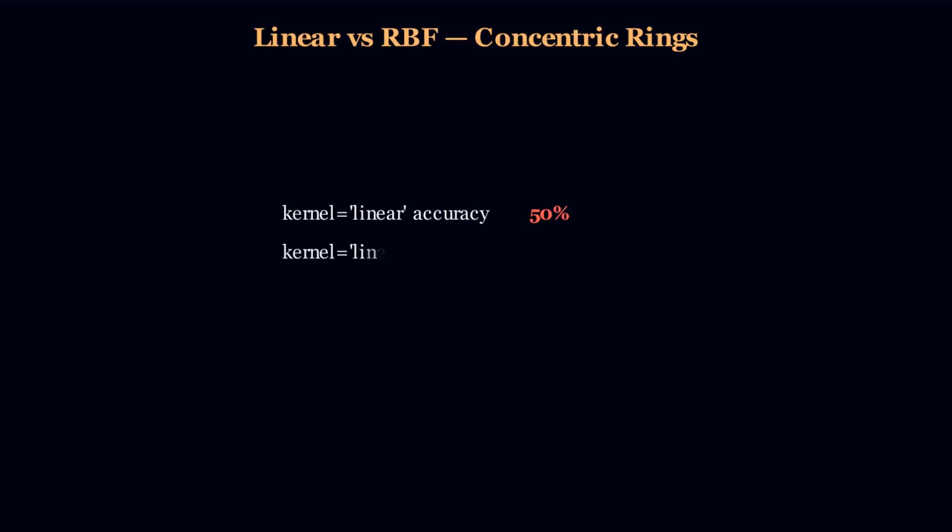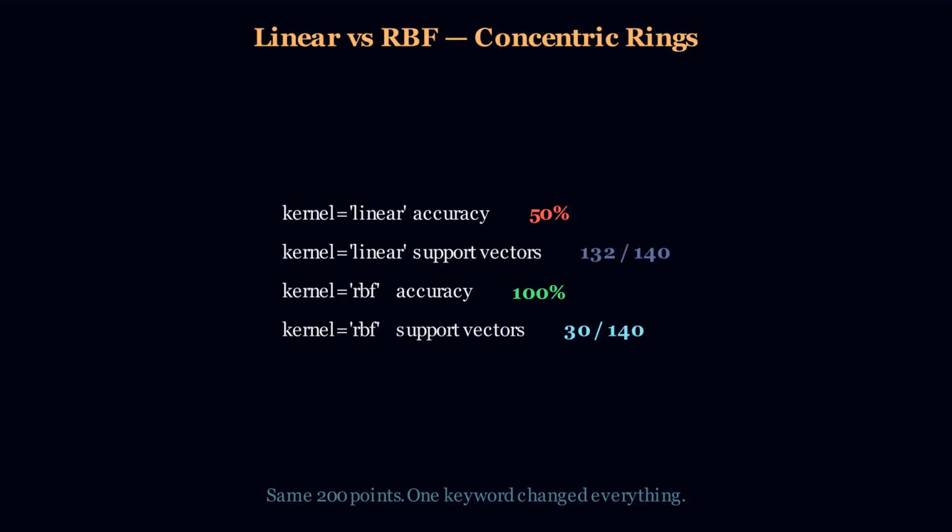200 points, two concentric rings, inner ring one class, outer ring the other. SVC with a linear kernel, 50% accuracy. A pure coin flip. It needed 132 of 140 training points as support vectors and still failed. Same exact data, kernel set to RBF, 100% accuracy using just 30 support vectors. One keyword changed. The result went from a coin flip to perfect.